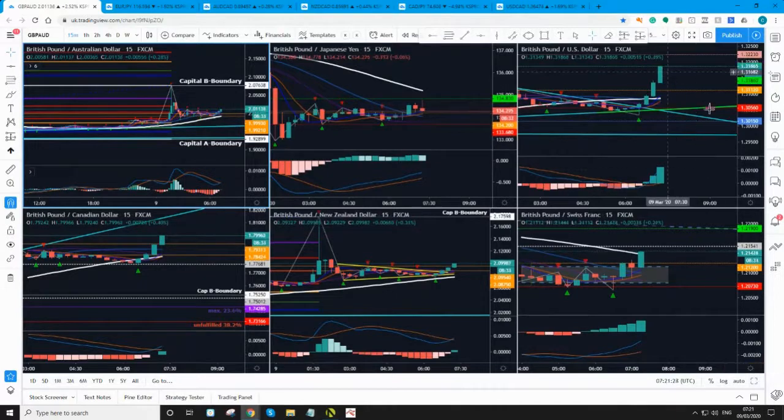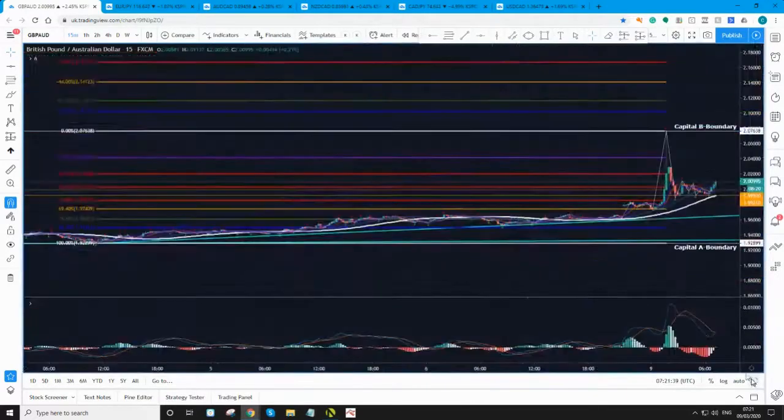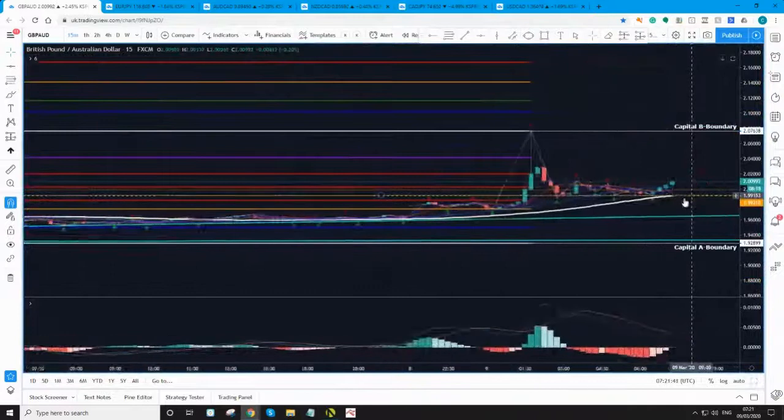And there you go. Pound dollars just hit my target. That was very quick. Look at that. Within 30 minutes of taking that trade, boom, straight to the target. Very nice indeed. Okay, pound Aussie. Let me take a look.